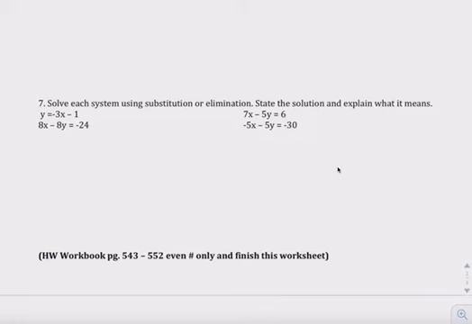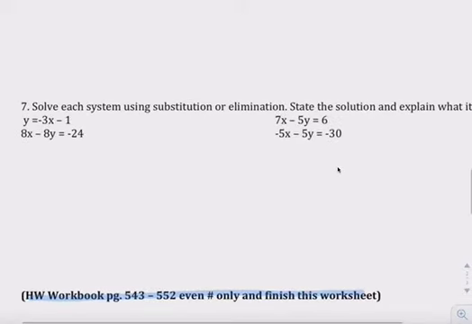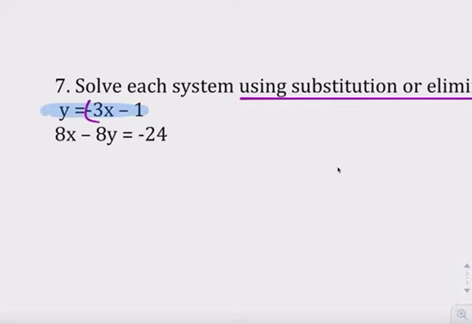Here I also put the homework here too. So first is solve each system using substitution or elimination. First one, I'm going to use substitution because you got one in slope-intercept form. Once it's in slope-intercept form, or y equals, then you use substitution. I'm going to substitute this number into where this y is.